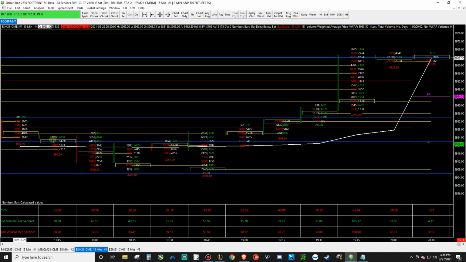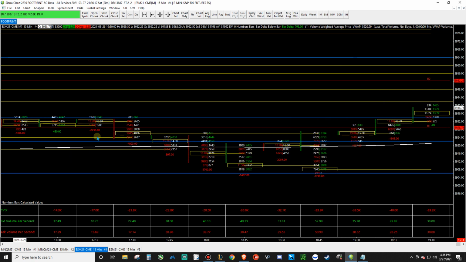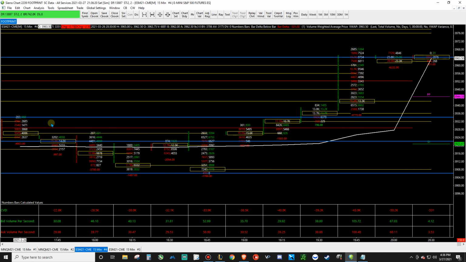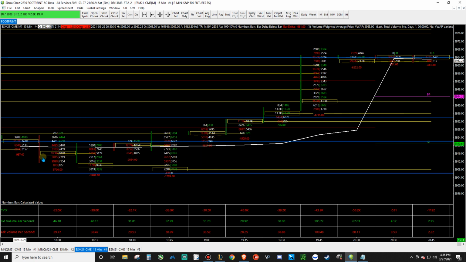We have a point of control that keeps getting moved down. So you had 1, 2, 3, 4, you even had more than that. The start of it was right there off of the 3934, which was another level I was watching.